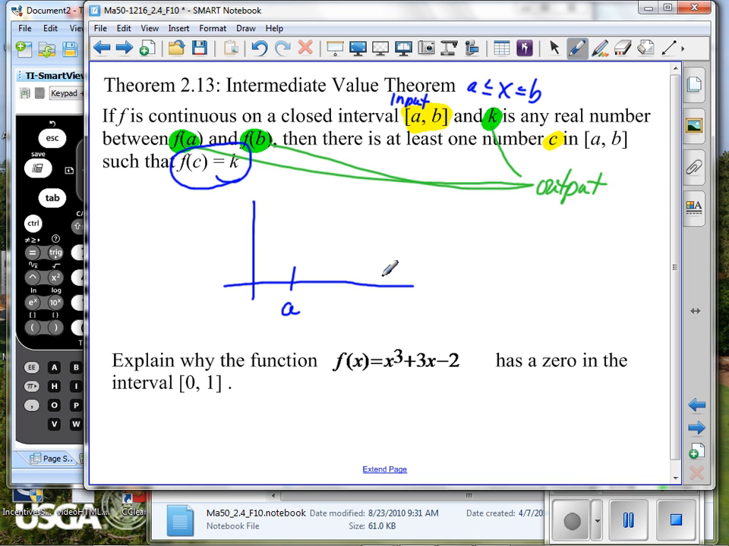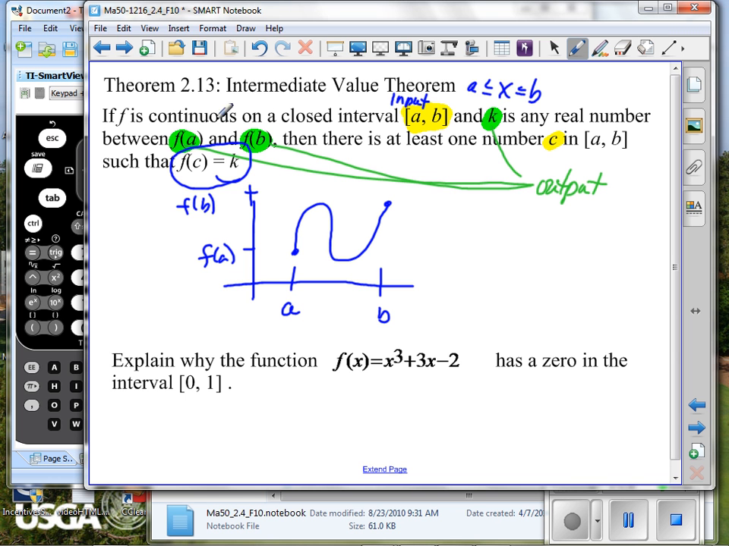Here's a, and here's b. The first thing is that the function is continuous. So if I say this is f of a, because I can include it, right? It's part of the closed interval. And this is f of b. So here's f of a, and here is f of b. It's continuous. I don't know how this looks. It could look something like that, for all I know. It's continuous, though. Whatever it is, it's continuous.